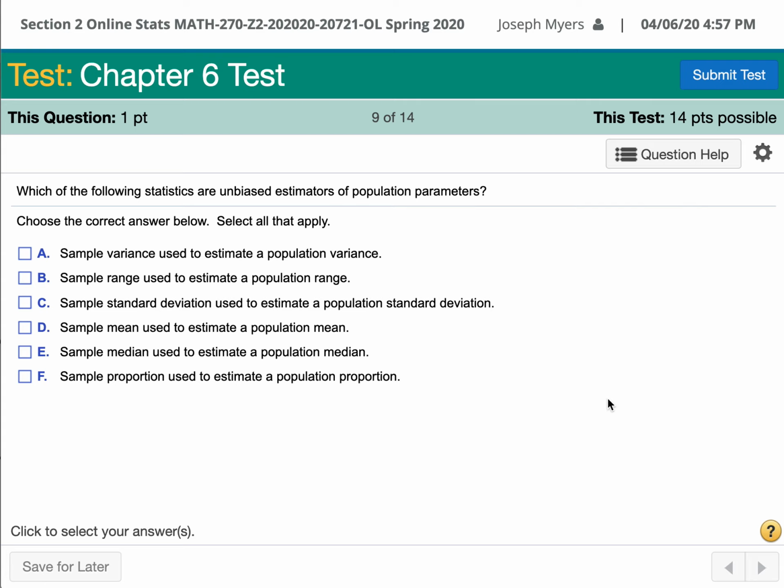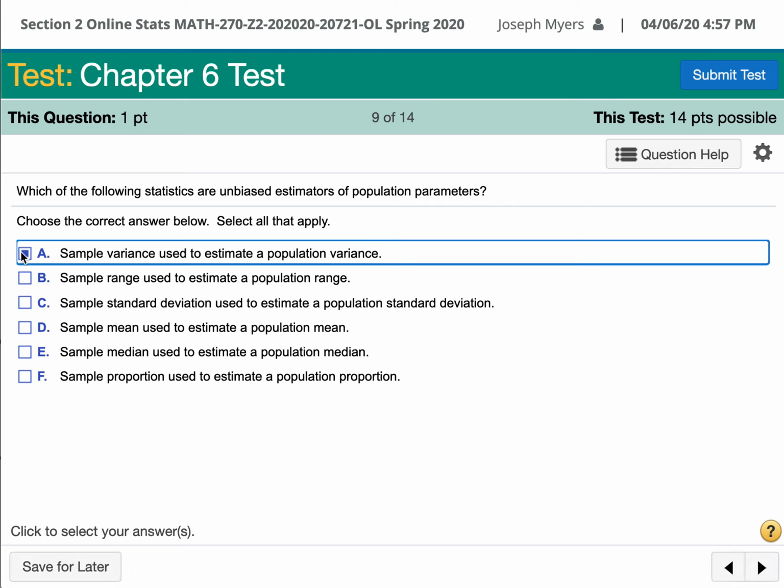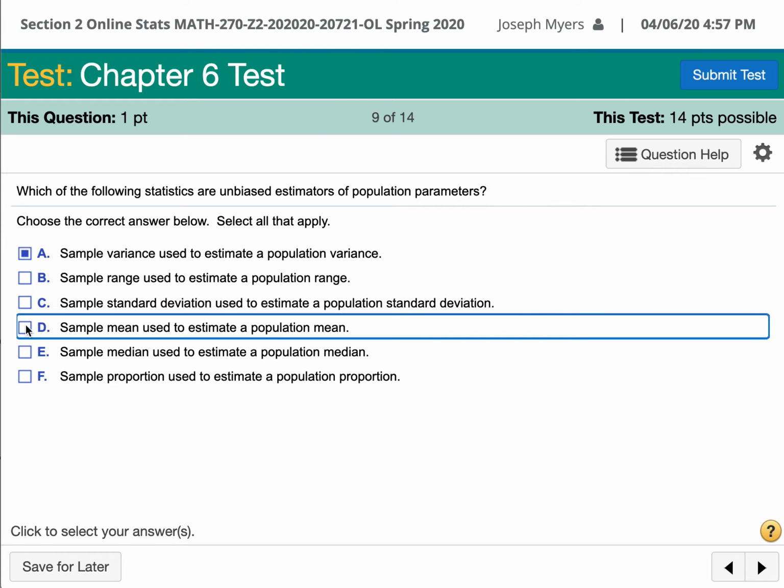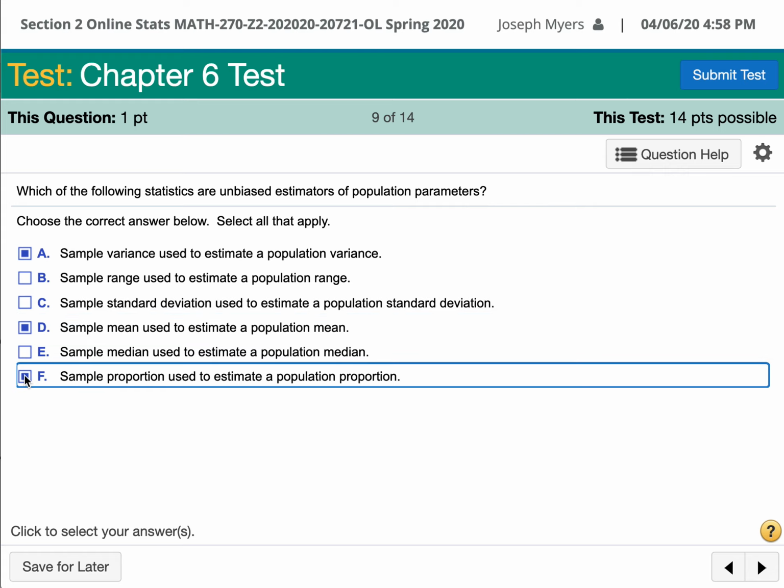Okay, which of the following statistics are unbiased estimators of population parameters? Sample variance can be used to estimate a population variance. Sample mean can be used to estimate a population mean. And sample proportion can be used to estimate a population proportion. So those are the three: sample variance, sample mean, and sample proportion.